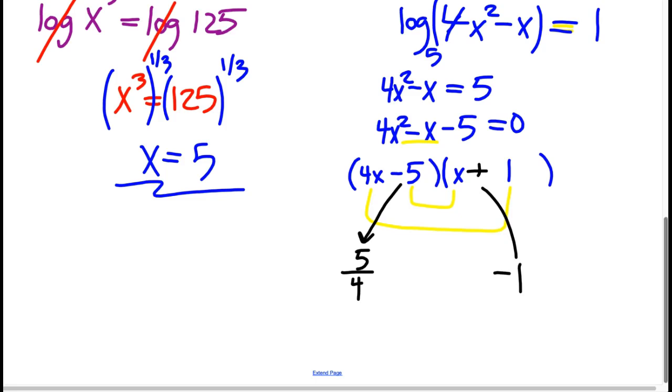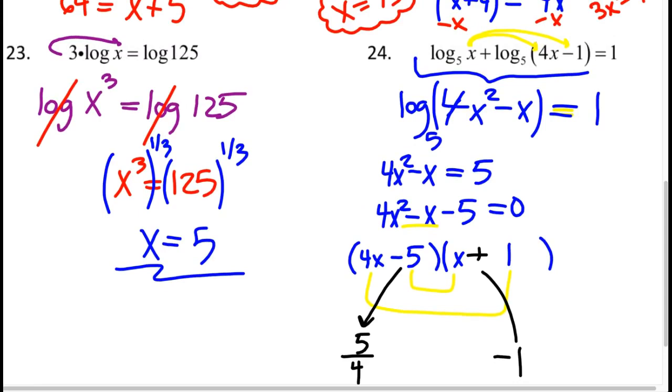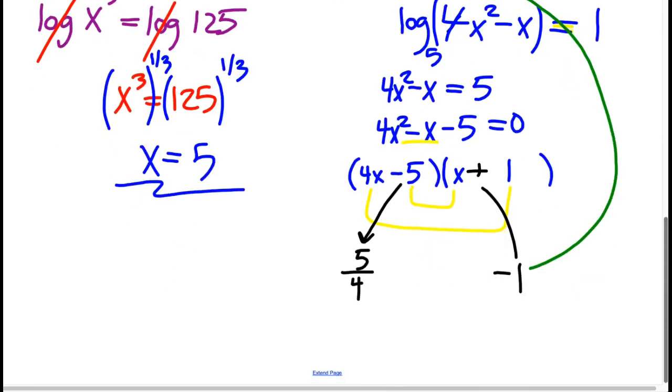And you know what? I think this negative 1 is going to be extraneous. Yep, because when I put a negative 1 right in there, it gives me negative stuff. So that's not actually a solution, that's extraneous. So my only answer here is 5/4. Phew, all right, next page.